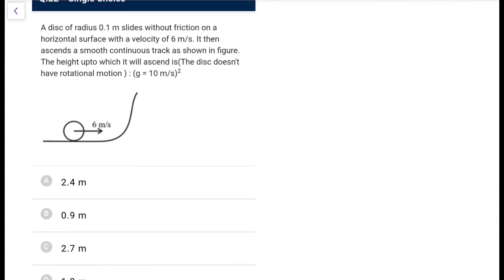A disc of radius 0.1 meter slides without friction on a horizontal surface with a velocity of 6. It then ascends a smooth continuous track as shown in the figure. The height up to which it will ascend? Because it is a smooth surface, omega is going to remain constant, because mg and normal both create no torque about the CM. So what will it lose? It will lose only the translational energy, and that would be equal to mgh.